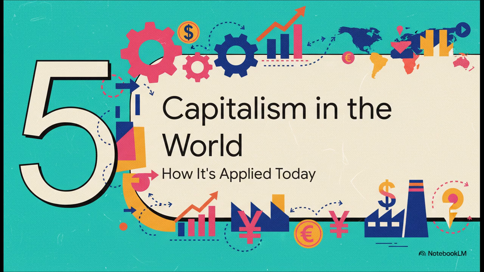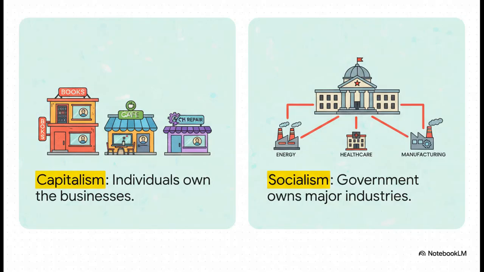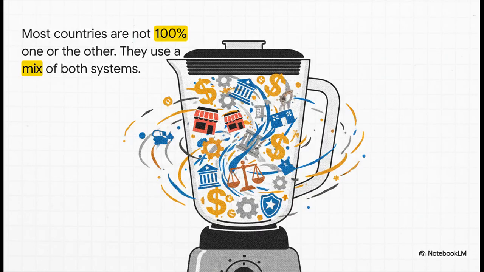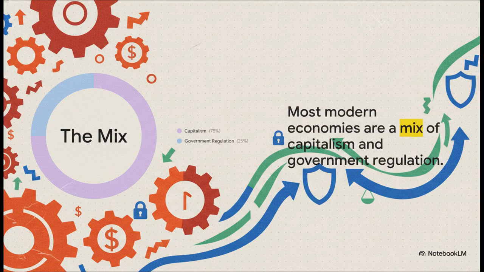Let's take a look at how countries are actually using it today. So for a super quick comparison, let's put capitalism next to socialism. In its purest form, capitalism means individuals own the businesses. In many socialist models, the government owns and runs the major industries, things like energy or healthcare. But, and this is probably the most important thing to know about the modern world, almost no country is 100% one or the other. The vast majority of nations on Earth are actually a mix, blending parts of different systems together. And this is what economists call a mixed economy.